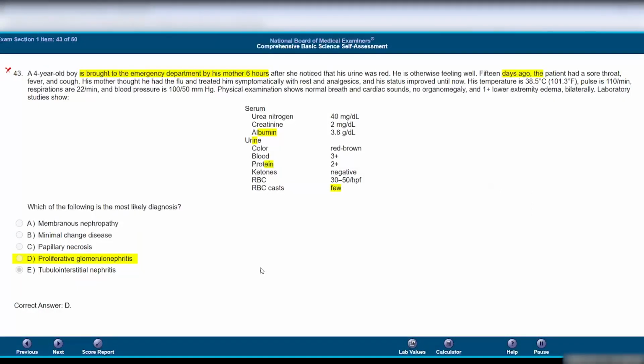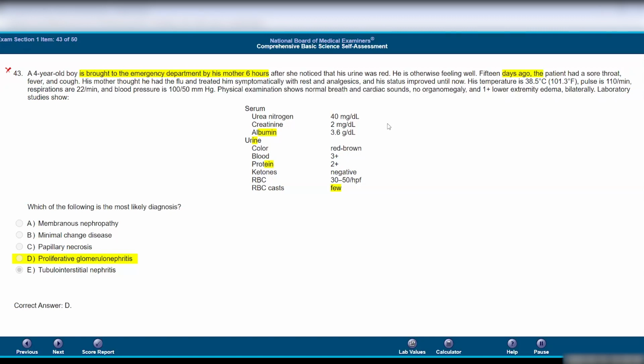A 4-year-old boy is brought to the emergency department by his mother 6 hours after she noticed that his urine was red. He is otherwise feeling well. 15 days ago, the patient had a sore throat, fever, and cough. His mother thought he had the flu and treated him symptomatically with rest and analgesics, and his status improved until now. His temperature is 101.3, pulse is 110, respirations are 22, and blood pressure is 100 over 50. Physical exam shows normal breath and cardiac sounds, no organomegaly, and 1+ lower extremity edema bilaterally, and lab studies show that. Most likely diagnosis?